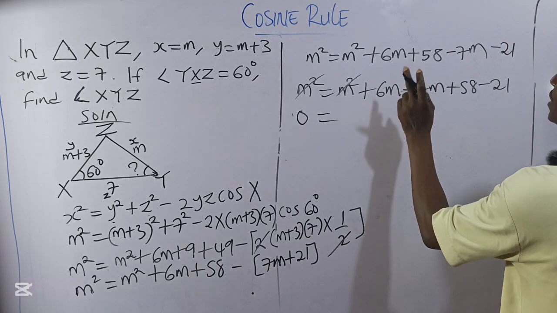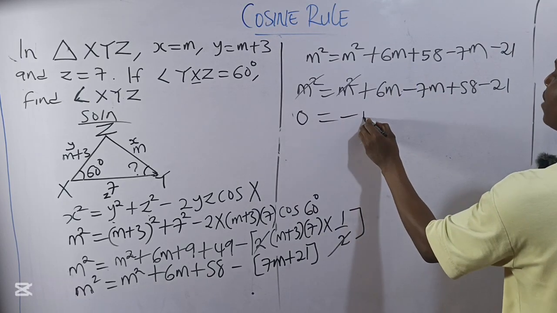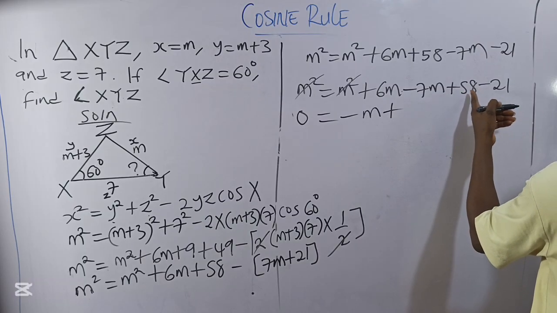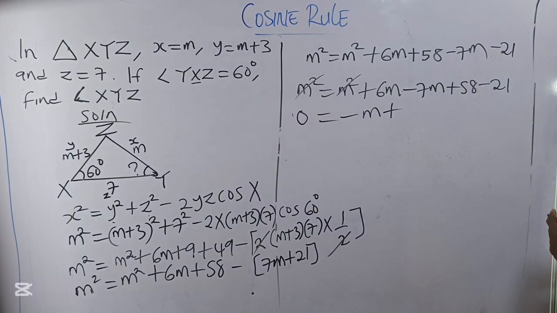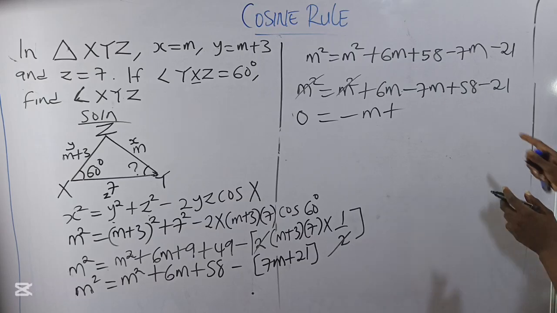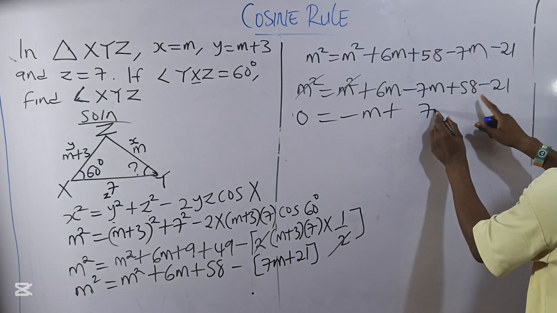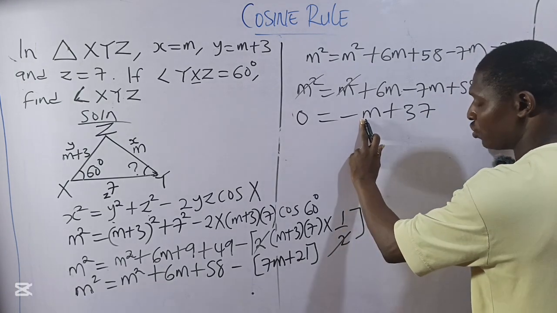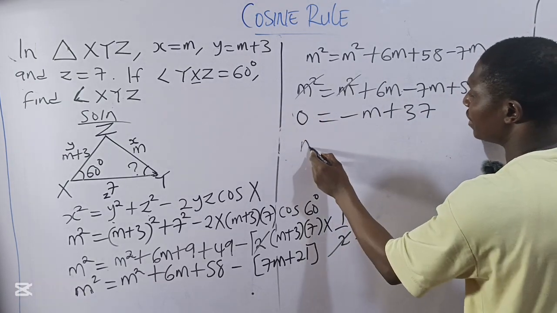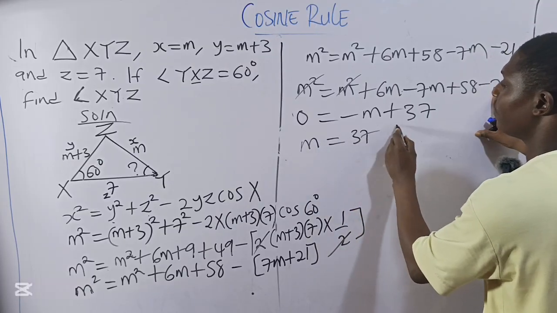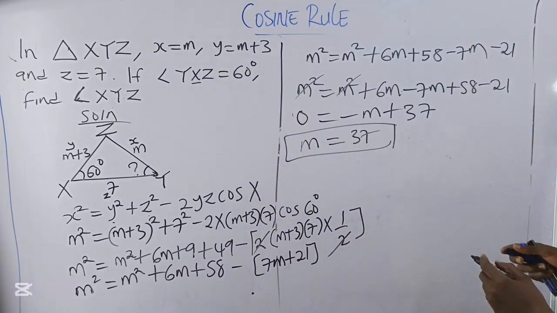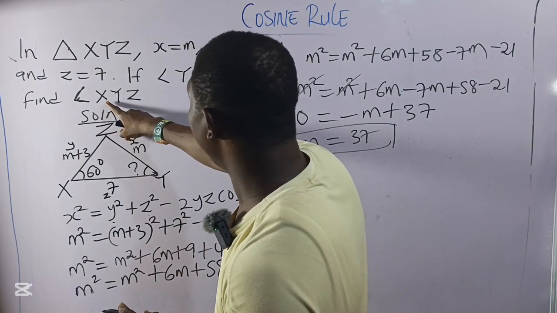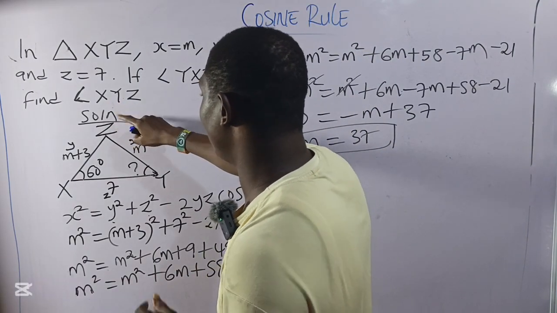Now I have 6m minus 7m, which gives me minus m, and I have plus 58 minus 21. 8 minus 1 gives 7, 5 minus 2 gives 3, so 37. Since m is negative, I simply carry it to the other side and it becomes positive m equals 37. So my m is equal to 37. Now, we are not asked to look for m. We are asked to look for angle XYZ, which is angle Y.